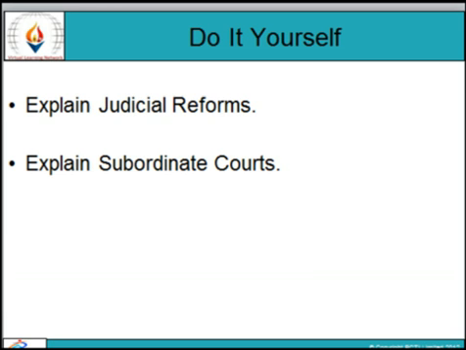Now these are the questions which are based on this session. These are: question number 1, explain judicial reforms, and question number 2, explain subordinate courts.